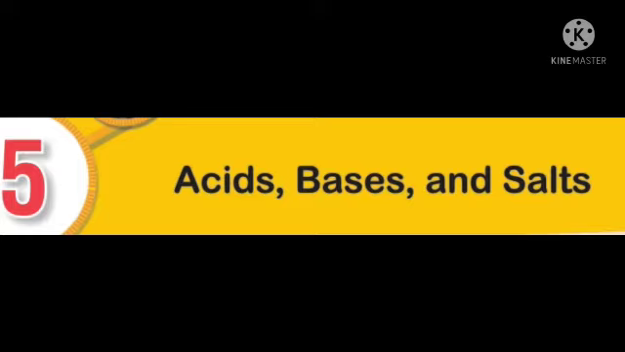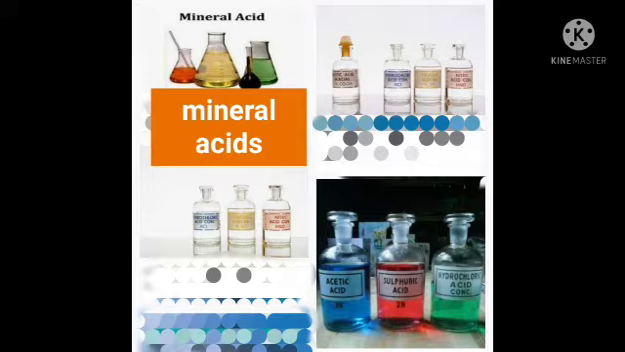Now we are going to learn about acidic substances. Substances containing an acid are called acidic substances. How is the word formed? From the Latin word acer, which means sour. Acids are of two types, mineral acids and organic acids.